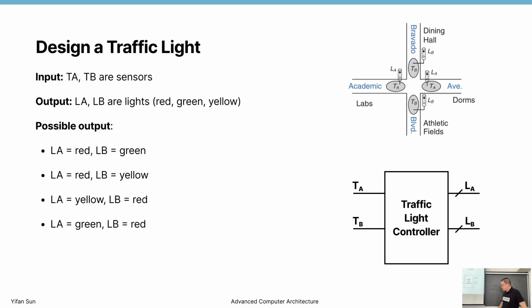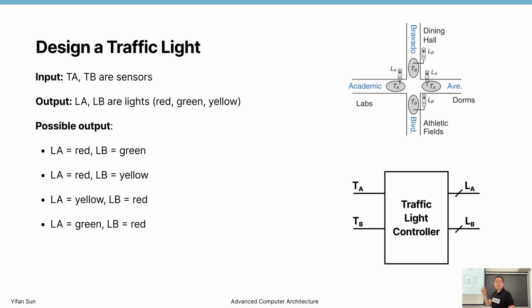Okay, so let's list all the possible outputs. Let's start with LA, light A is red, light B is green. Now, if B wants to turn to red, to flip, B has to stay for a little while in the yellow state, right? Now it has to be in yellow state. Then after that, we flip to this state, the last state: LA turns green and LB turns red. Then after that, if we want to turn again, LA has to go back to yellow, and eventually it can go back to the first state, right?